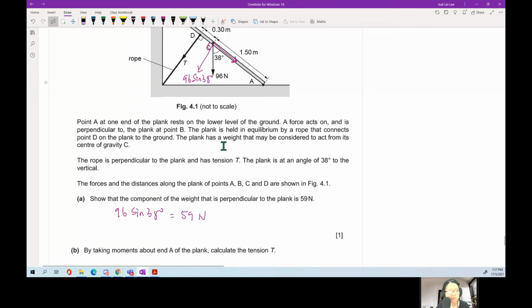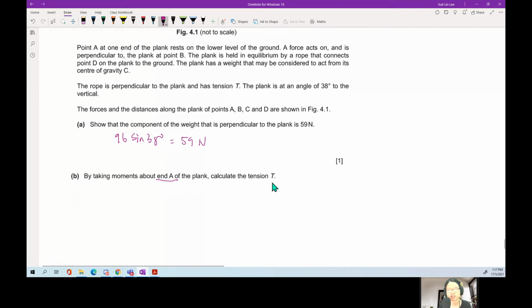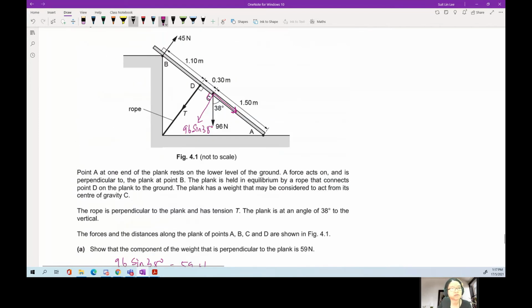Okay. Taking moments about A, calculate the tension T. Okay, so we're going to take moments about A to find tension T. Same thing. Clockwise is equal to the sum of the anti-clockwise. So which one causes the beam to rotate away from the ramp would be 45 multiplied by 2.9. Okay, 1.1 plus 3.0 plus 1.5, 45. Measured from point A. Okay, no more already.